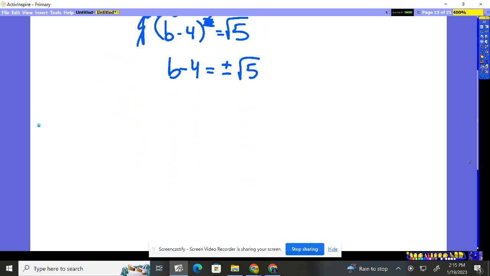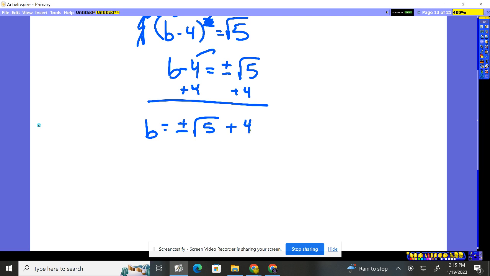Now, the next step, though, is I need to move this 4 over to that side to get b by itself. So I add 4, and we get b is equal to plus or minus root 5, plus 4. I now need to separate it into its two parts. I need to do the positive root 5 plus 4 and the negative root 5 plus 4. So I'm going to write it here. Positive root 5 plus 4, b is equal to the negative root 5 plus 4.